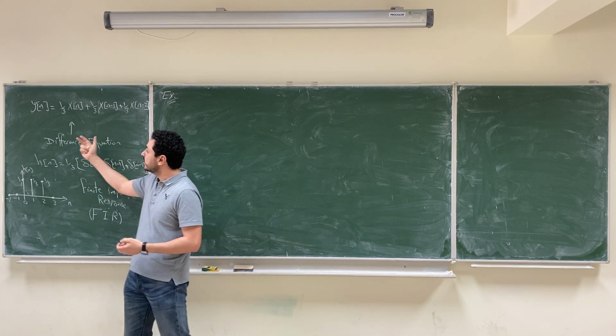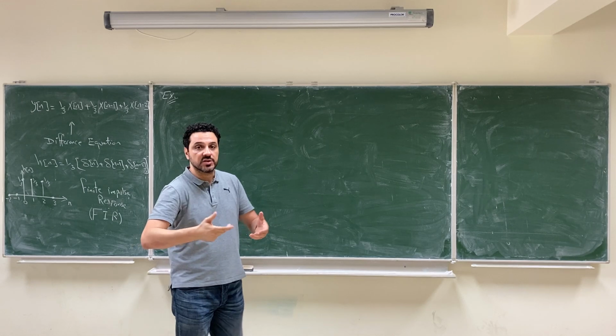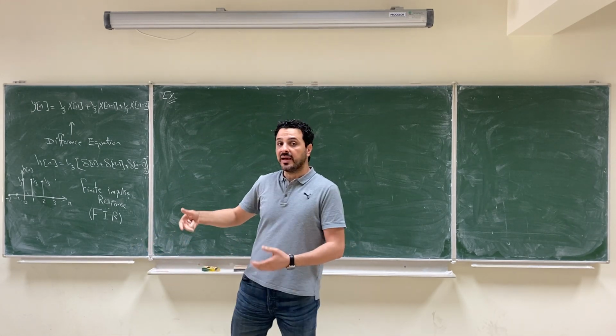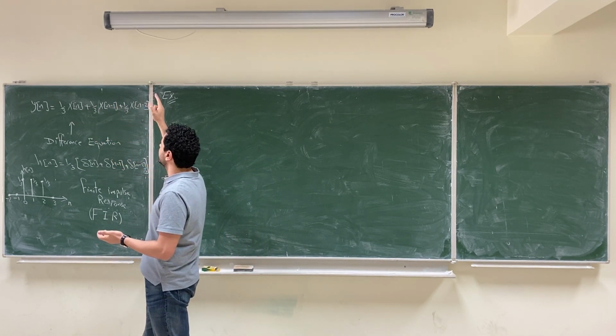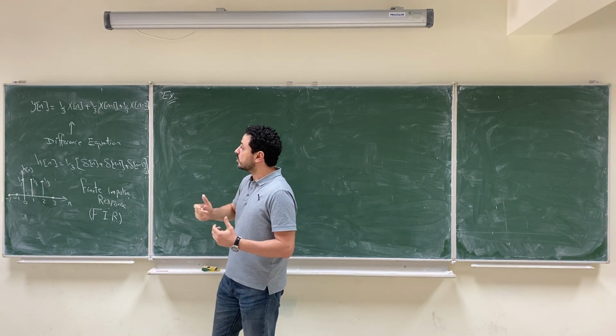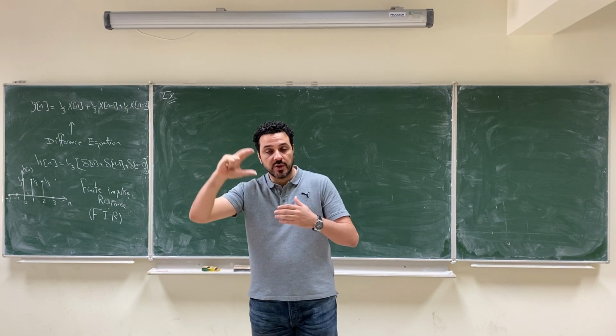Difference equation, where the output at different time instances, y of n, y of n minus 1, y of n minus 2 in general, are related to the input at different time instances, x of n, x of n minus 1, x of n minus 2, and so on. So this is called the difference equation. From the block diagram, we obtain the difference equation.